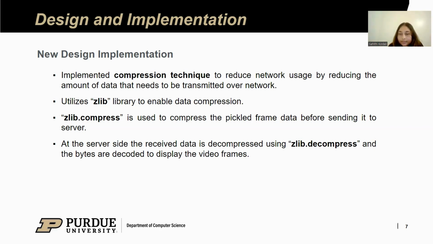So zlib.compress compresses the data before sending it to the server, and the compressed bytes are decompressed on the server side using zlib.decompress, and these are again decoded to display as image frames. This is used to reduce the latency and reduce the network usage while transmitting data over the network.